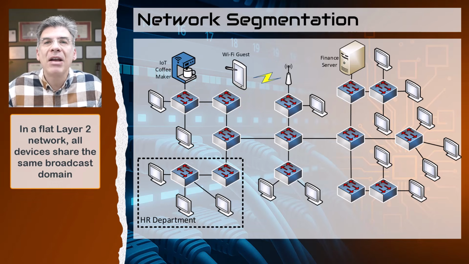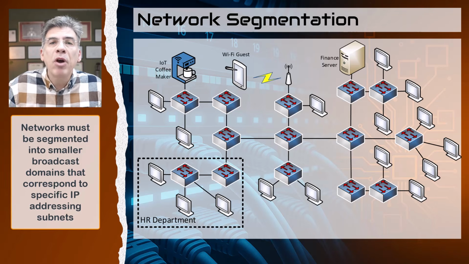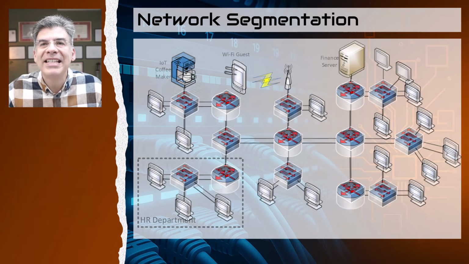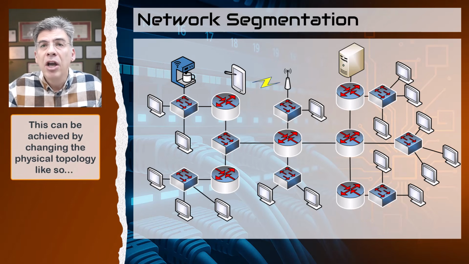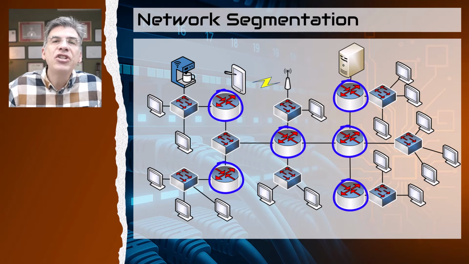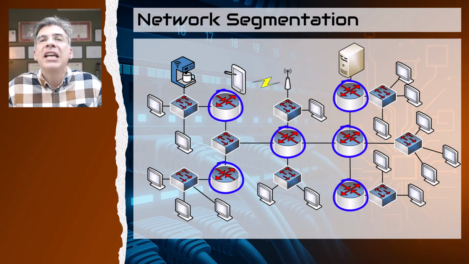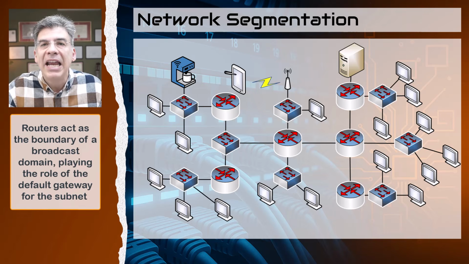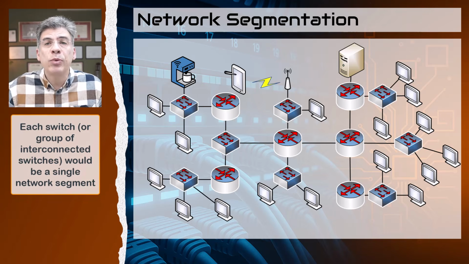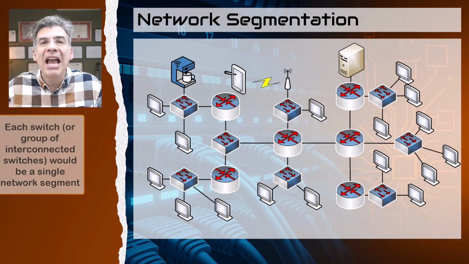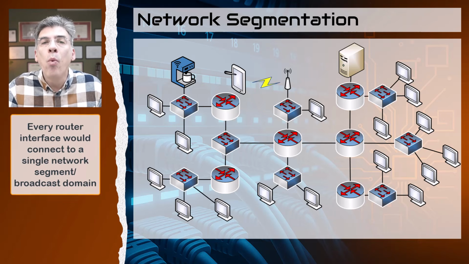We need to segment this network into smaller broadcast domains where each broadcast domain will correspond to a specific IP addressing subnet. If we try to achieve this segmentation by using only physical hardware, we could do it by replacing some of the switches with routers, as you see here, allowing each network segment to be defined by a single switch connected to a router. Remember, the router acts as the boundary of every broadcast domain and as the default gateway for that subnet. In such a model, each individual switch or group of interconnected switches would represent a single network segment, and every router interface would connect to exactly one broadcast domain.